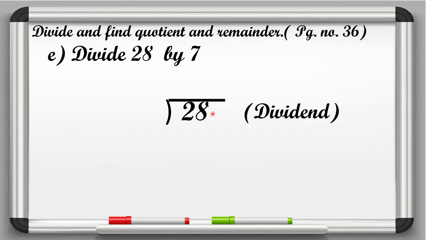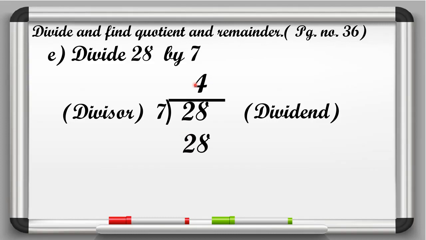Okay, beta. Now we have to write the divisor, and here 7 is the divisor. So here at the left hand side we will write 7 and this is the divisor. Now we have to speak the table of 7. 7 ones are 7, 7 twos are 14, 7 threes are 21, 7 fours are 28. So here we will write 28 below 28. Now we have to write the quotient. So here we will write 4.